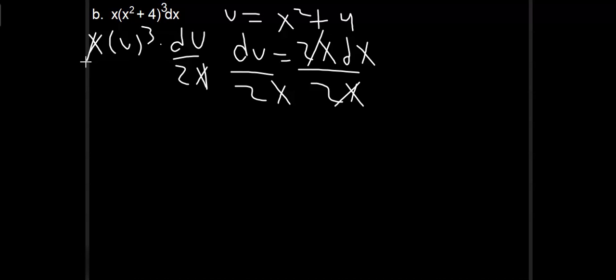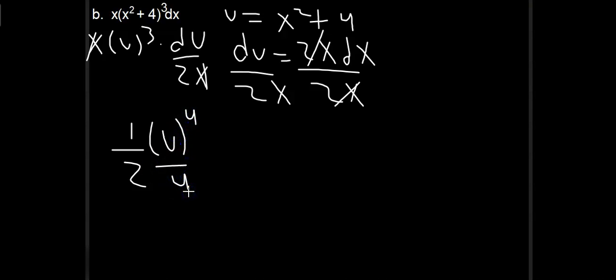And when you bring this 2 to the front, you're going to get 1 over 2. So 1 over 2, the whole, when you integrate u to the 3, you're going to get what? u to the 4 over 4. If you guys remember the basics in integration, I got a video on that. So when you integrate u to the 3, you're going to get u to the 4 over 4.